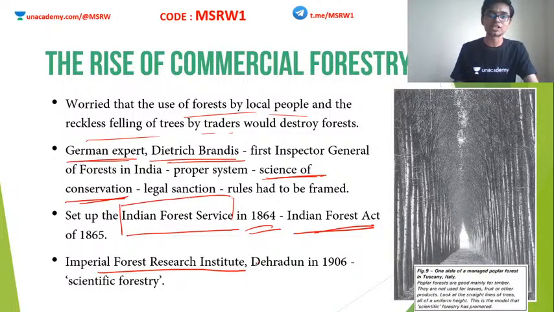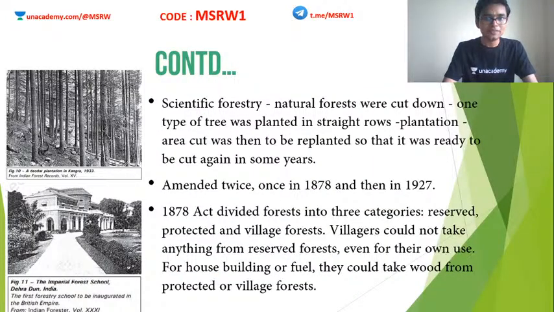The Imperial Forest Research Institute, or IFRI, was set up in Dehradun in 1906. This institution was focused on teaching scientific forestry, the science of conservation, which evolved later into scientific forestry. So what is this scientific forestry? Scientific forestry means, according to this method of forestry, natural forests were cut down. This was nothing scientific actually. This was just the greediness of the British. I will tell you why. Because natural forests were cut down.